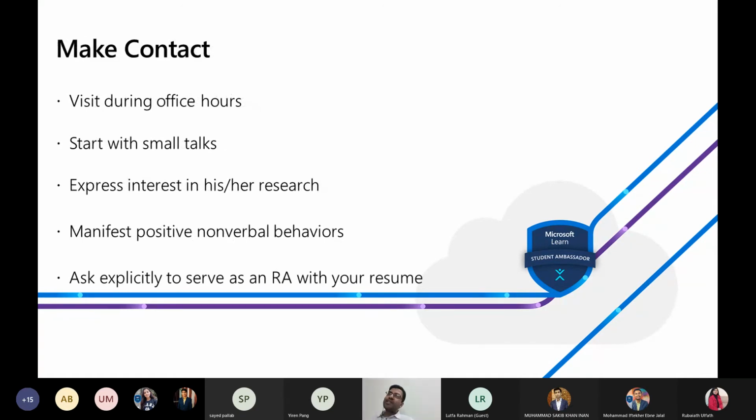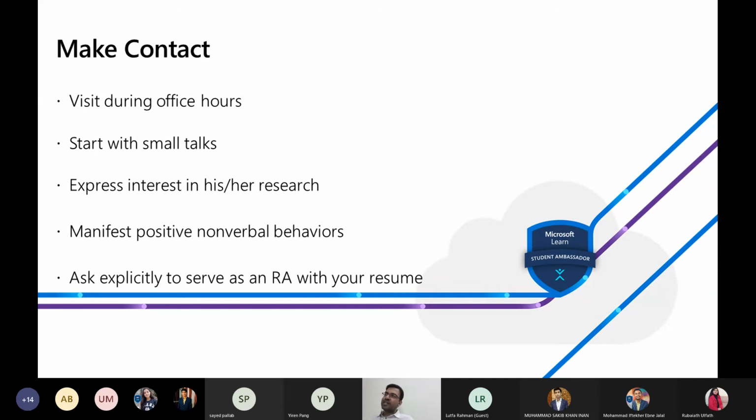Then make contacts. Once you have decided that he or she is the right person for you, then approach. Since I'm talking about undergrad students, I will suggest you do it on a personal level. Do not just throw emails and expect to get responses within a very short time, because it is much easier to make a personal connection. Just go to his or her office during office hours.